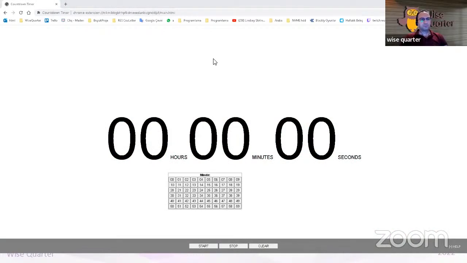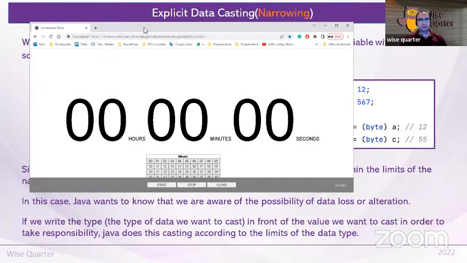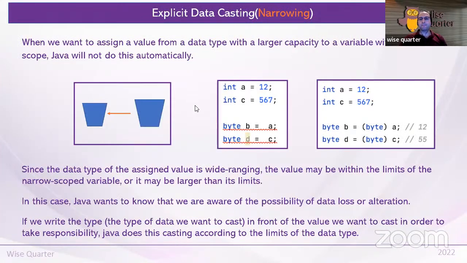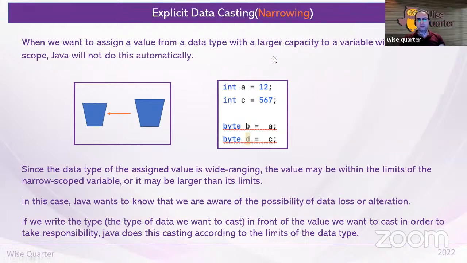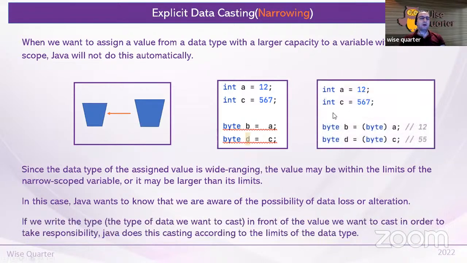Hello again. So let's continue. Where were we? Okay, we were talking about casting, auto narrowing. I'm sorry, narrowing and auto widening. Narrowing means we are forcing Java to narrow the capacity. Auto widening means it is being done by Java automatically. Because of that, it's called auto widening.